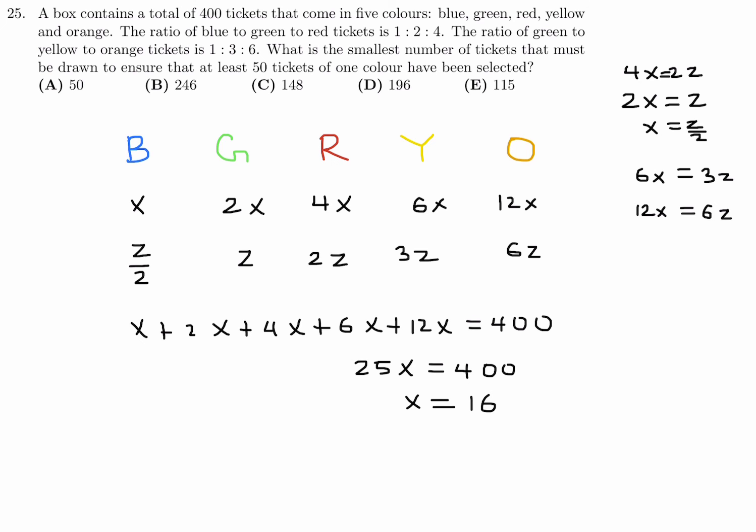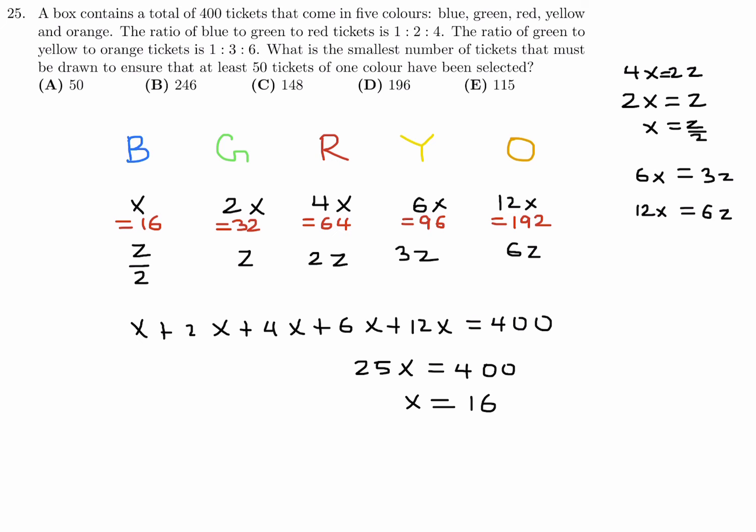So that means we've got 16 for blue, we've got 32 for green, 4X is 64, 6X is 96, and 12X is 192. So that's the number of tickets of each color.